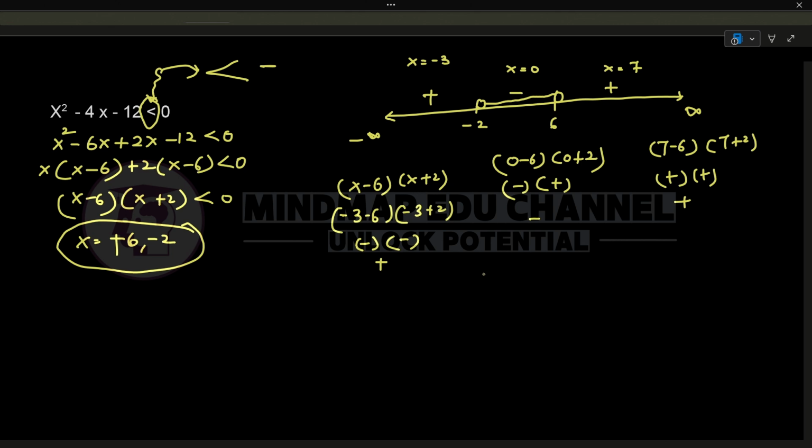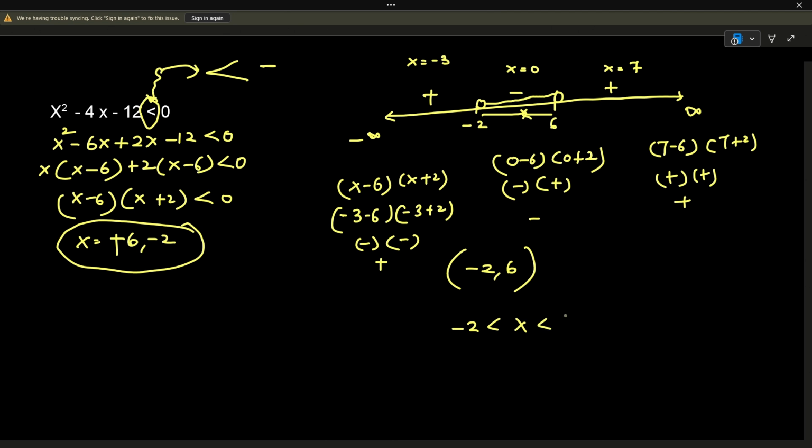Clear? Let's write in interval notation. It will be from -2 to 6 with open brackets. And in inequality notation, it will be your x is greater than -2, and it should be less than 6. So it is less than 6. And this is the solution for this expression.